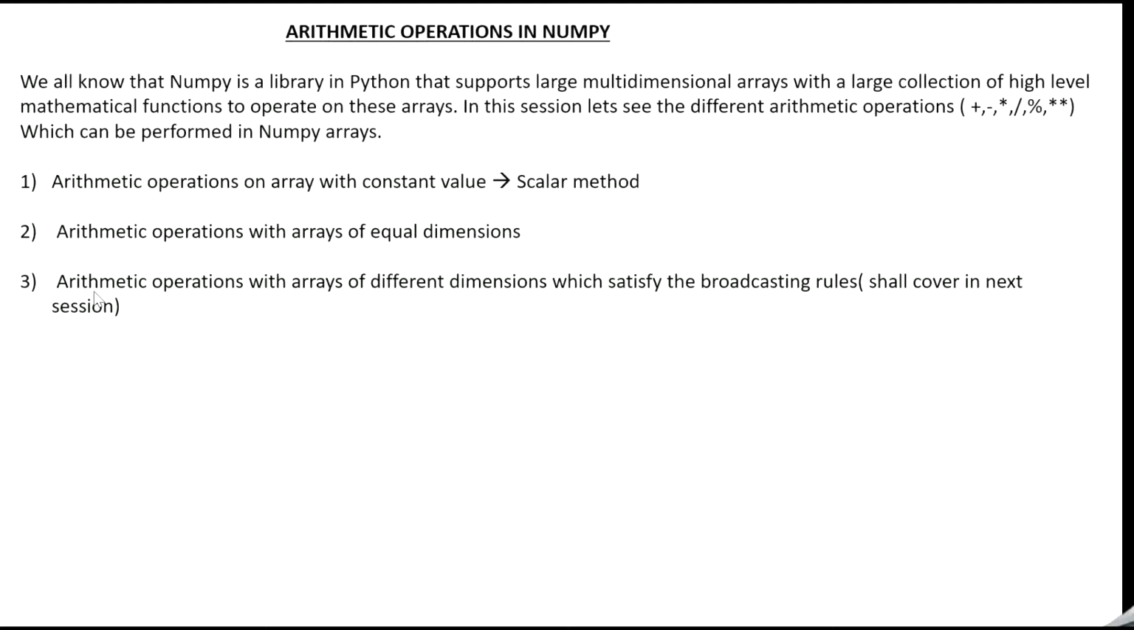And the third one is arithmetic operations with arrays of different dimensions. What if we have arrays of different dimensions like one dimension and two dimension, or two dimension and three dimension? In that case, we can do the arithmetic operations only if it satisfies the broadcasting rules. These broadcasting rules we shall cover in the next session. So firstly, let's go on to the scalar method.